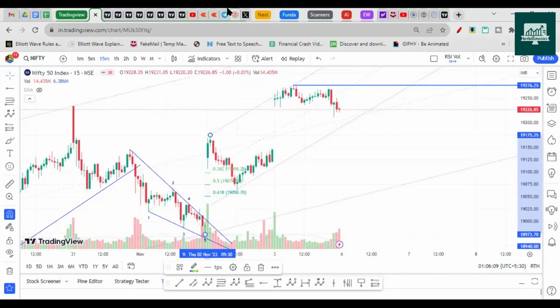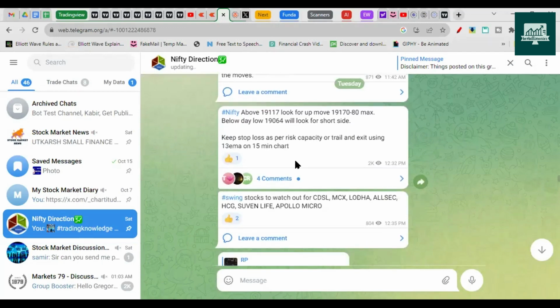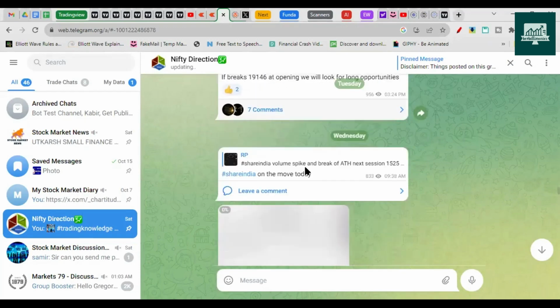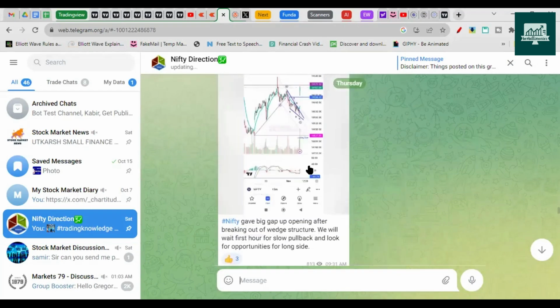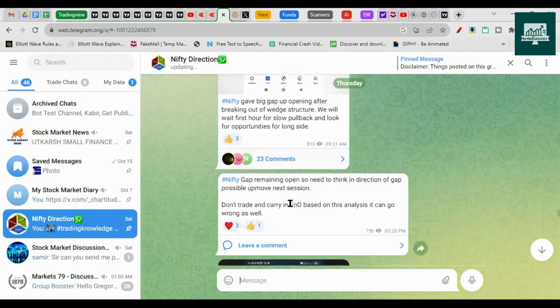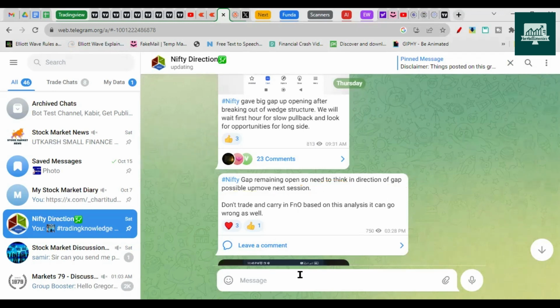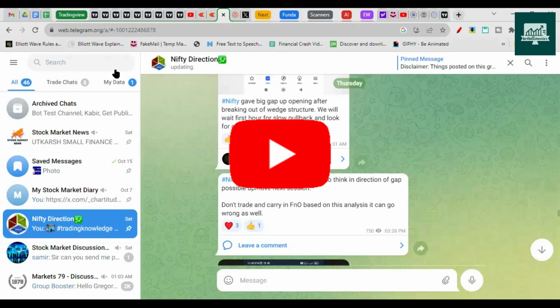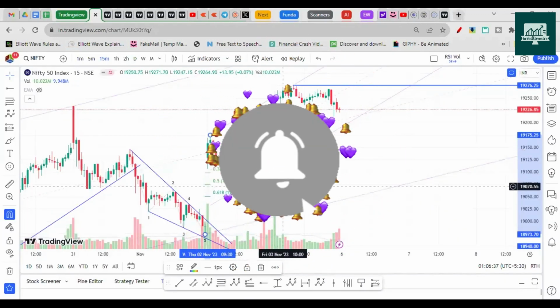So then we gave an update here on the channel that Nifty is going to go higher, right? So this is the Telegram channel. If you haven't joined, you should join. So this is how we expected Nifty to go higher, right? So here we mentioned that we need to think in the direction of the gap and a possible up move in the next session.